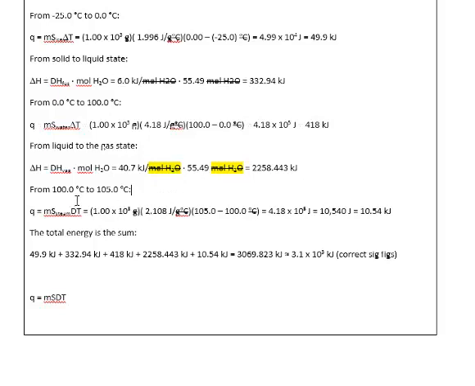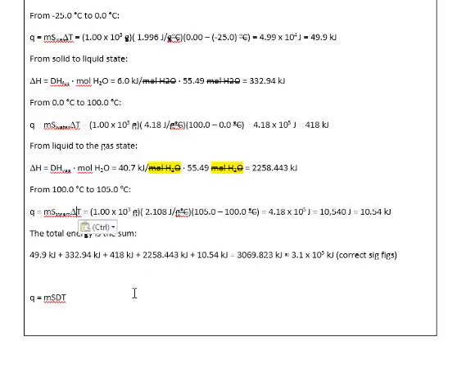Okay, from 100.0 degrees Celsius to 105.0 degrees Celsius, Q equals M S of steam times delta T equals 1 times 10 to the third grams times 2.18 joules per gram degrees Celsius times 105.0 minus 100.0 degrees Celsius equals 4.18 times 10 to the fifth joules equals 10,540 joules equals 10.54 kilojoules.